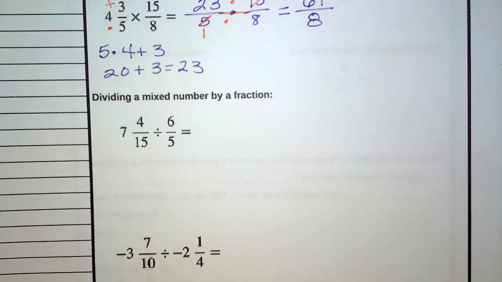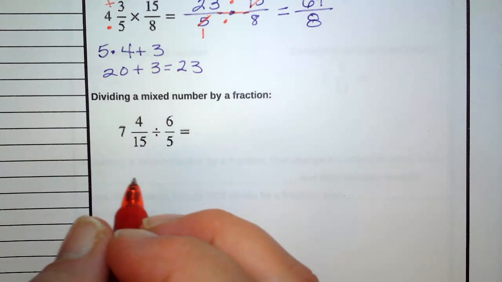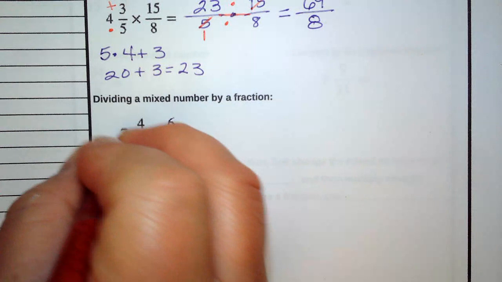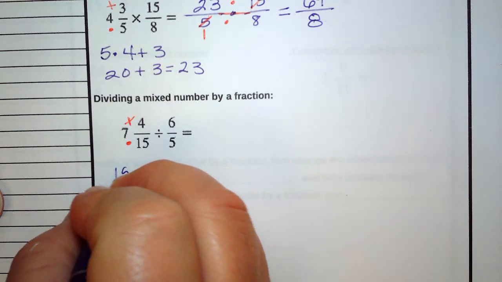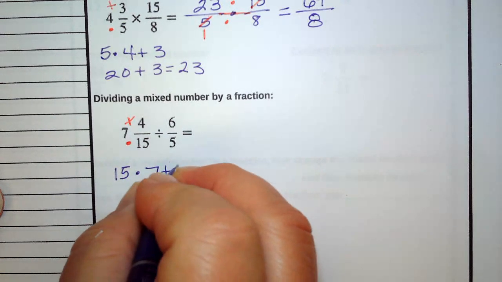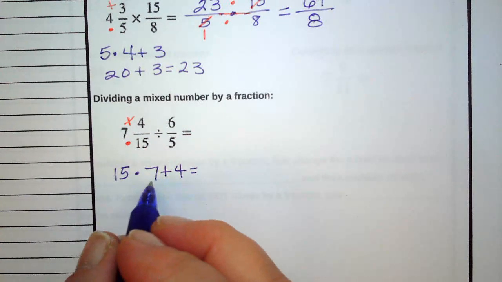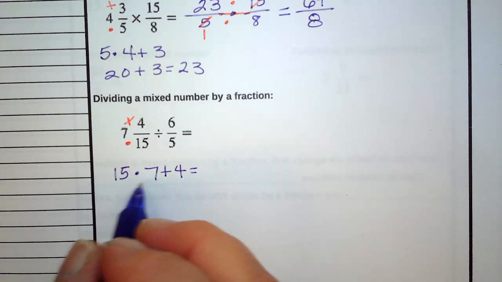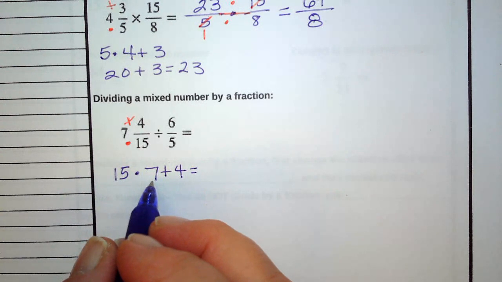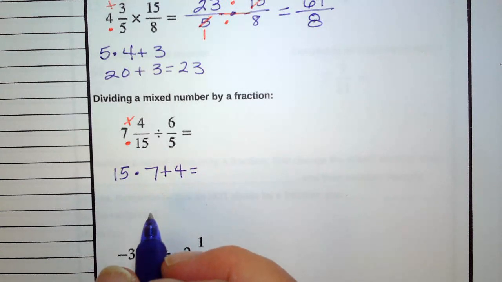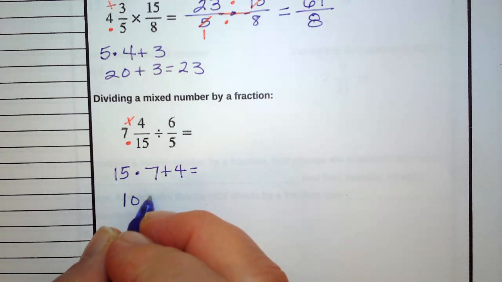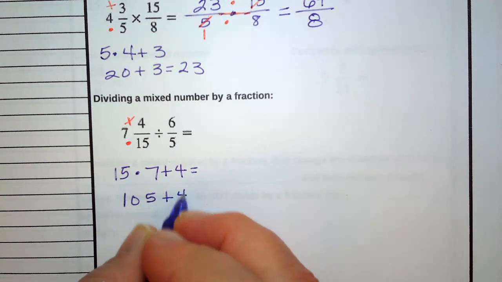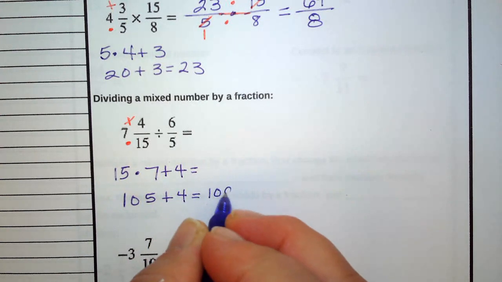So, dividing a mixed number by a fraction. Remember, we do not divide by a fraction, but we still have to change this to an improper fraction. So I multiply and then I add. 15 times 7 plus 4. So this would be 70 plus 35. 10 times 7 is 70. 5 times 7 is 35. 70 plus 35 is 105. Plus 4, 109.